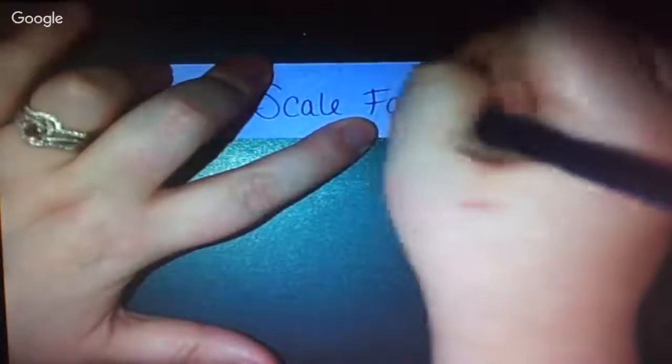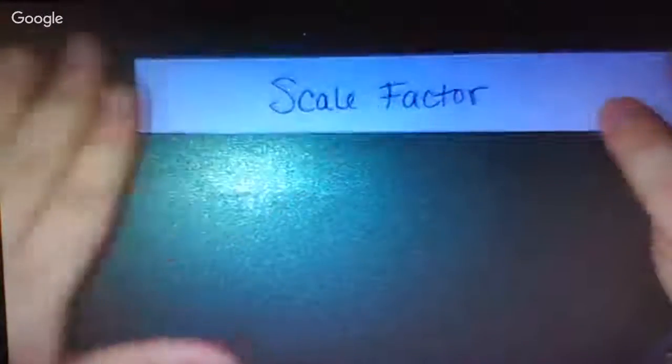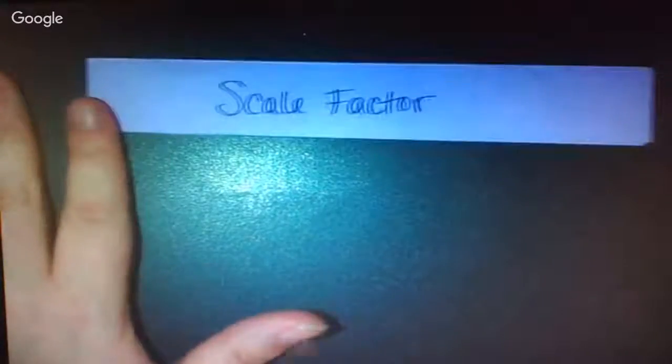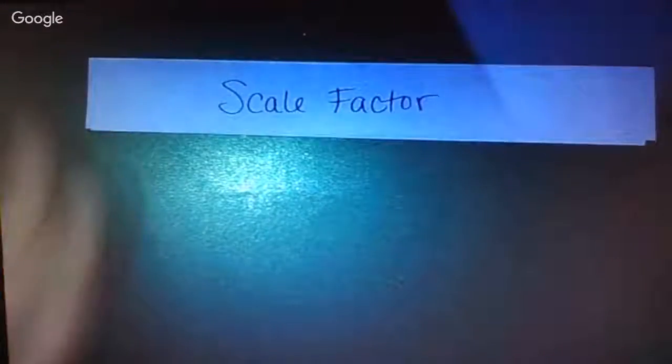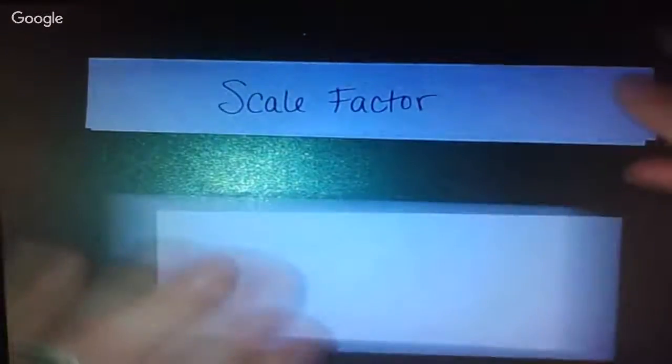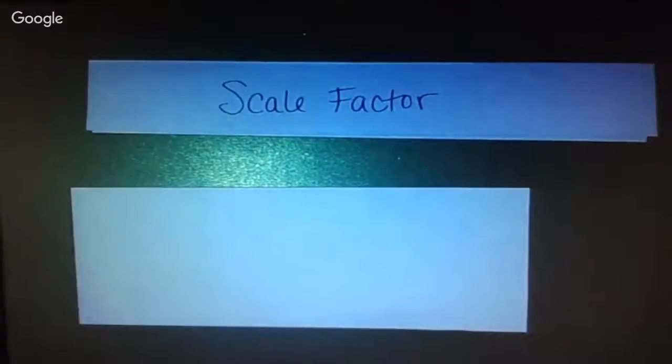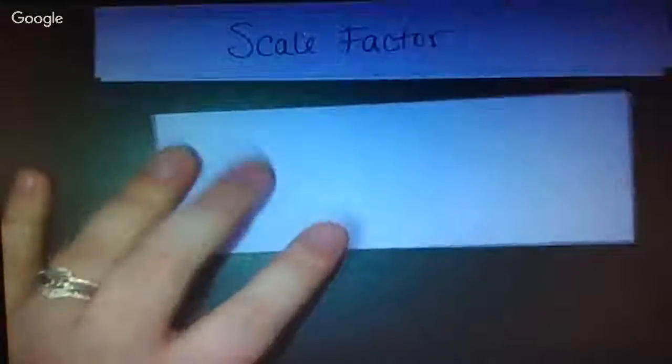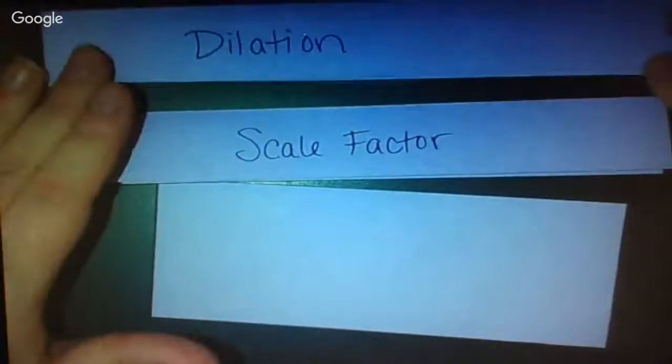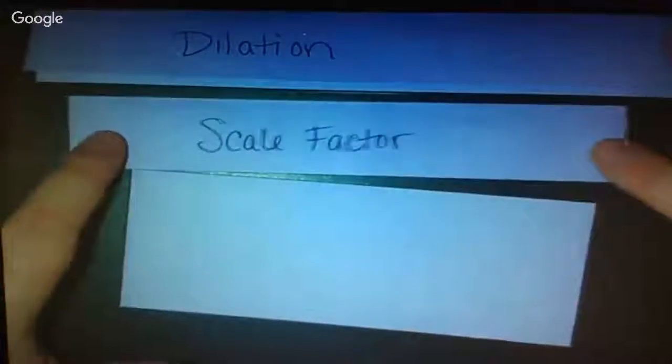All right, so when you fold that one in half, the word for this one is scale factor. All you do is this. We're going next biggest, next biggest. So right now you should have your biggest, your next biggest.